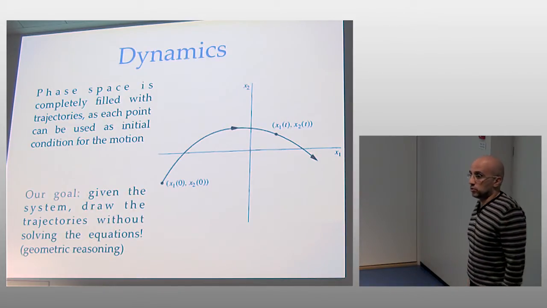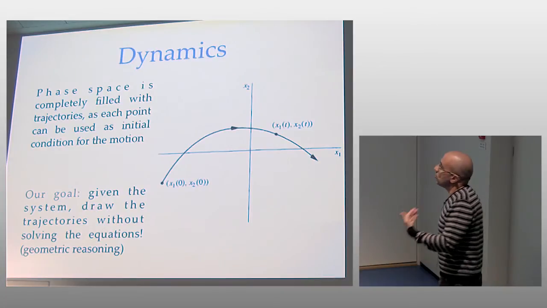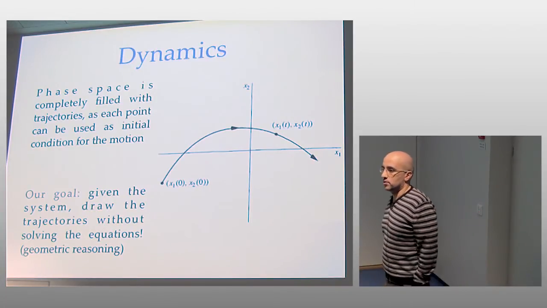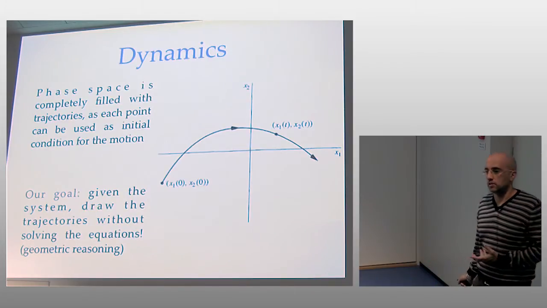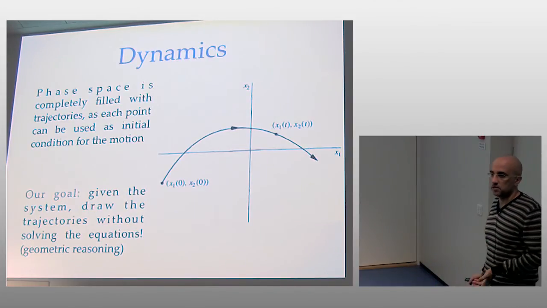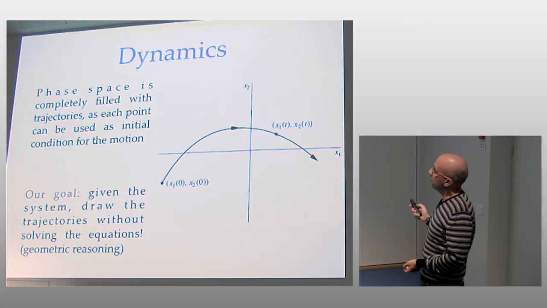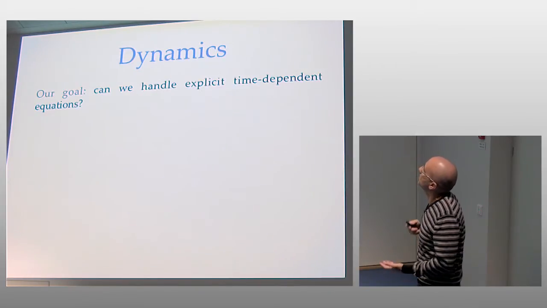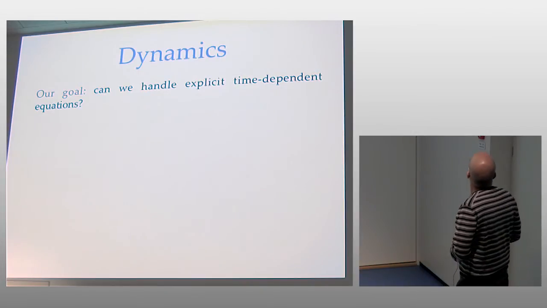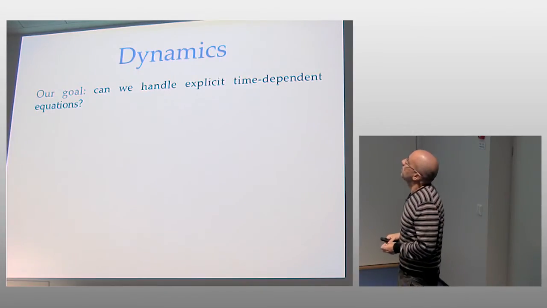And that's pretty much what we want to do. Given the system, we want to draw the trajectories without solving the equations. That's interesting. It looks like magic, but it's not magic, because there are a few things that we can learn that make this task possible. In some cases even easy, but in most cases it's not easy. But there are theorems we will be seeing, a number of tools we can use.